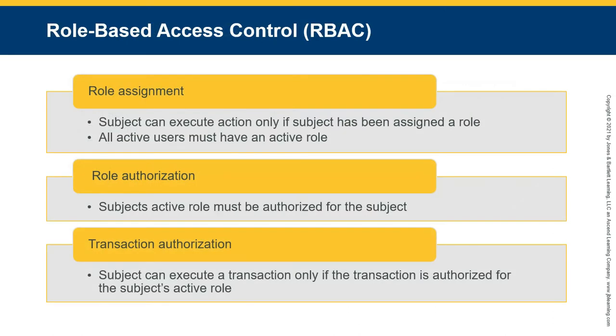Role-based access control. Role assignment: subjects can execute actions only if they have been assigned to a role. All active users must have an active role. Role authorization: a subject's active role must be authorized for the subject. Transaction authorization: subjects can execute a transaction only if the transaction is authorized for the active role.